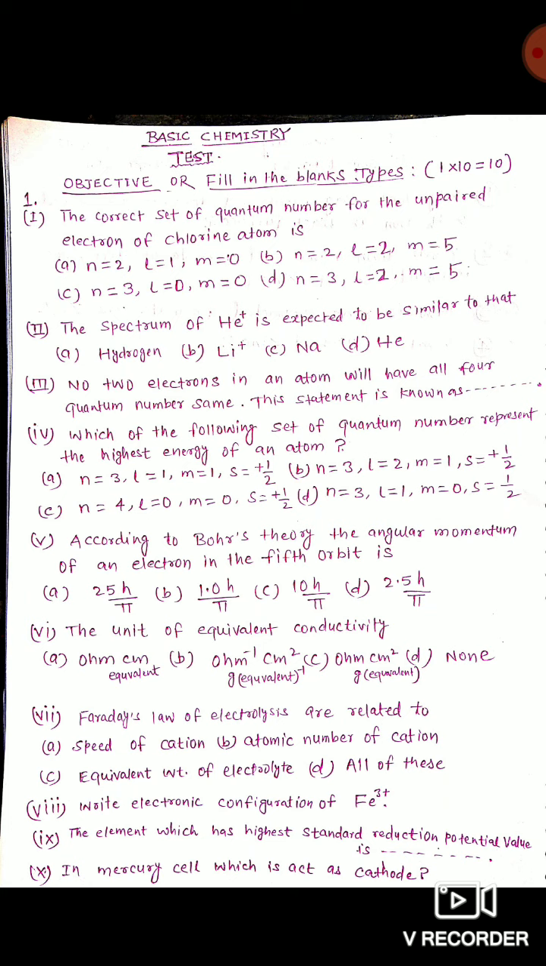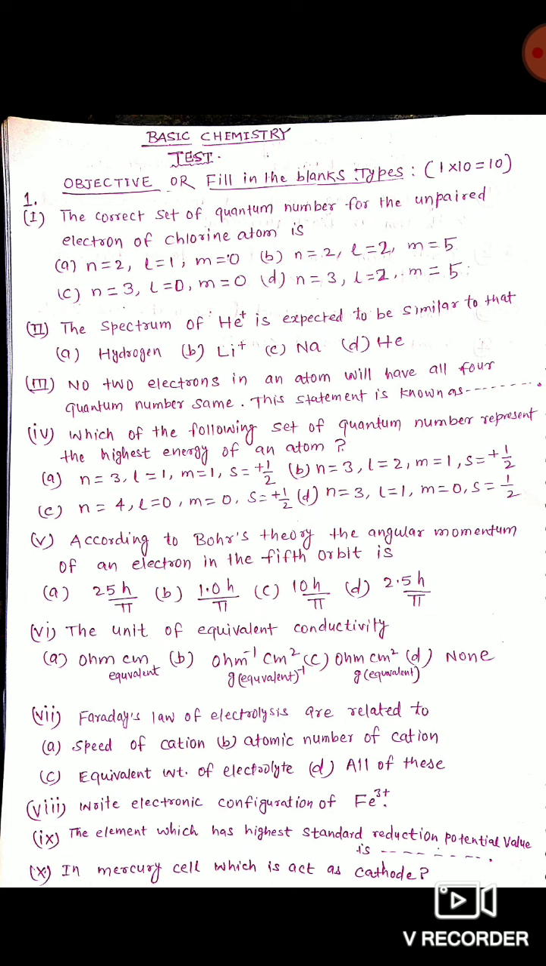Question number 4. Which of the following sets of quantum numbers represents the highest energy of an atom? Now we're talking about quantum numbers, that is 4 quantum numbers: principal quantum number, azimuthal quantum number, spin quantum number and magnetic quantum number.